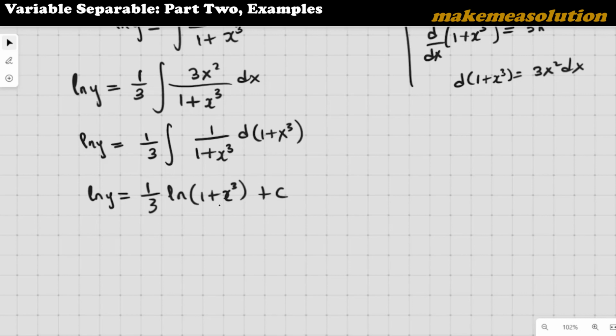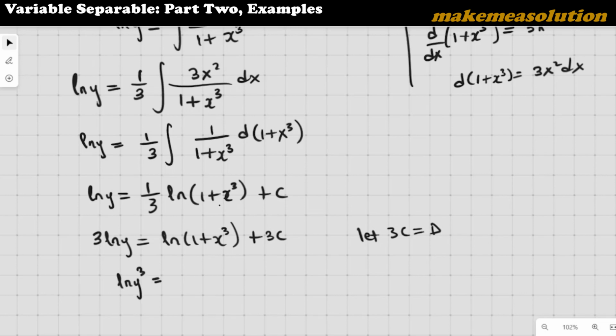Okay, so assuming we multiply through by 3, we'll have 3 ln y is equal to ln of 1 plus x cubed plus 3c, and let 3c be equal to d, for instance. So this 3 ln y can be the same thing as what? Ln y cubed, according to the law of logarithms. So you have ln of 1 plus x cubed plus d.